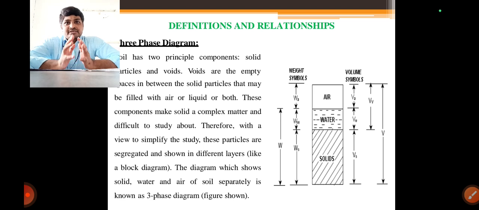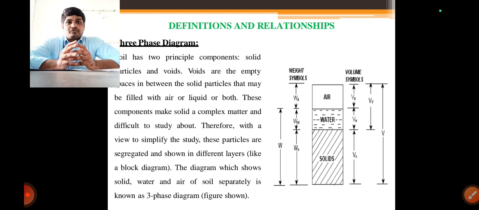This complexity is difficult to study in the soil mass as it is. That is why we divide it into different layers. The first layer is solid, the second is water, the third one is air. When we observe the diagram, on the right side we are observing the volume of the soil mass. Capital V denotes the total volume of soil, and capital V suffix V is the volume of voids, V suffix A is the volume of air, and V suffix W is the volume of water.